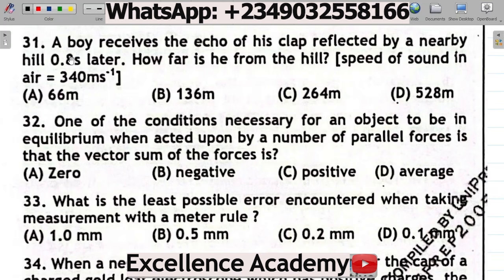Question 31 here says, a boy receives the echo of his clap reflected by a nearby hill 0.8 seconds later. How far is he from the hill? Take the speed of sound in air as equal to 340 meters per second. A, 66 meters. B, 136 meters. C, 264 meters. D, 528 meters.